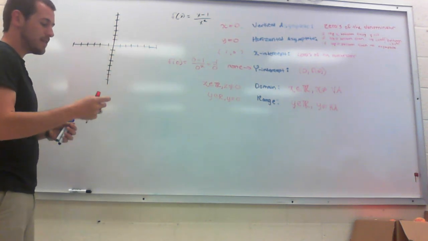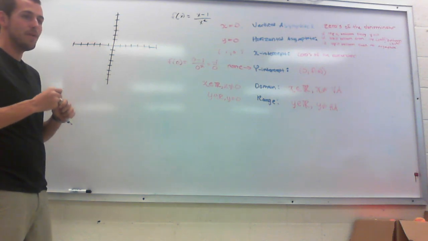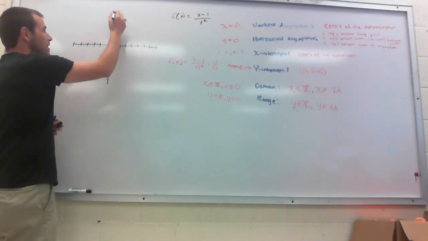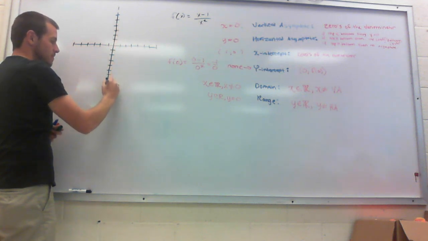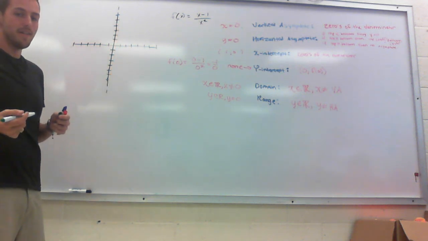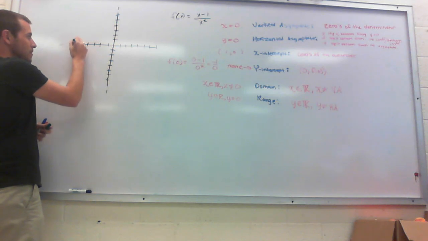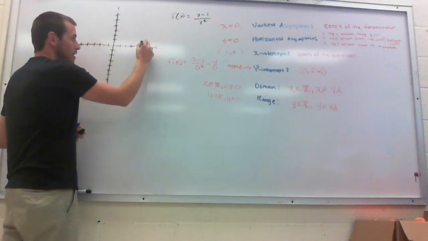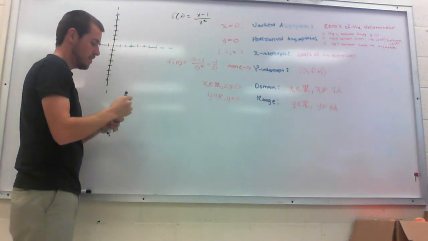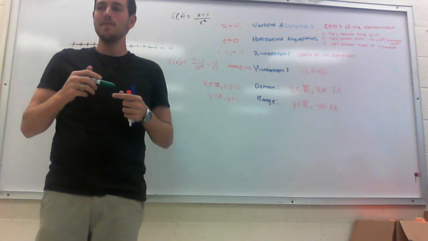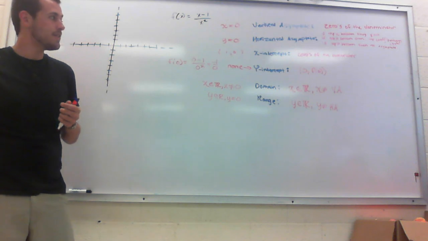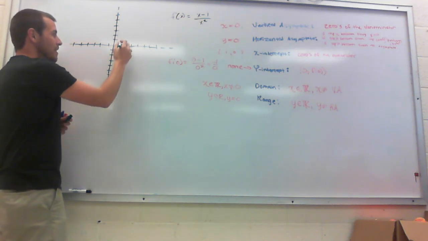So what I have so far is a vertical asymptote at x equals 0, which I'll do in green. And a horizontal asymptote at y equals 0, which I'll also do in green. From there, I'll go ahead and plot my intercepts. I only have one intercept. I have one x-intercept, and it happens at (1, 0).